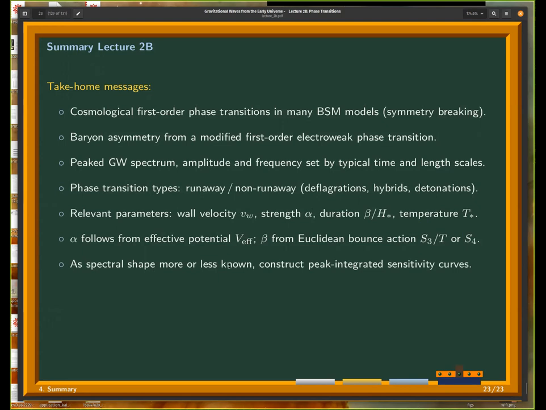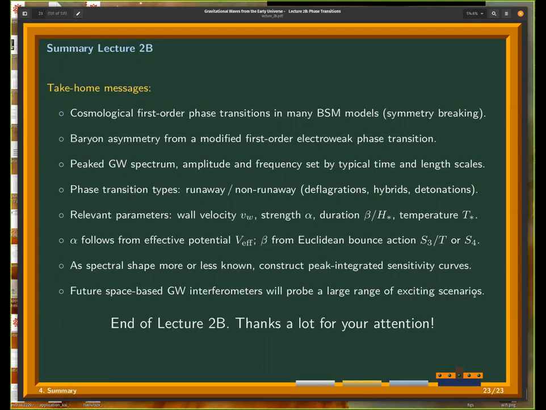Because the spectral shape is fixed, you can construct a special type of sensitivity curves. You can look at this later if you like. Future space gravitational wave interferometers will probe a large range of exciting scenarios. That's it for today. Thank you very much for your attention. And now we still have a bit of time for questions.